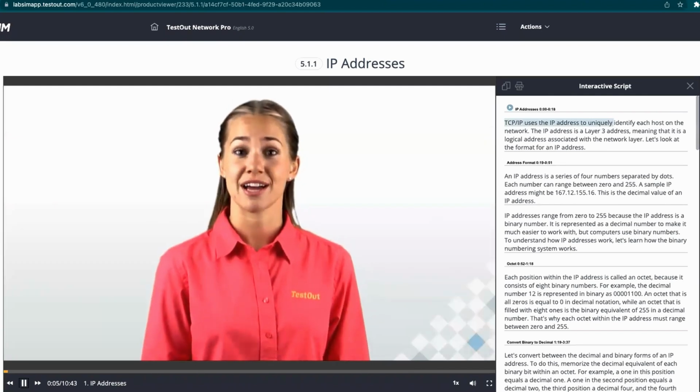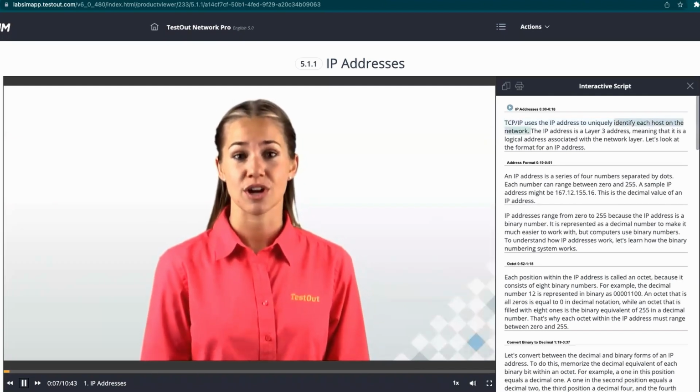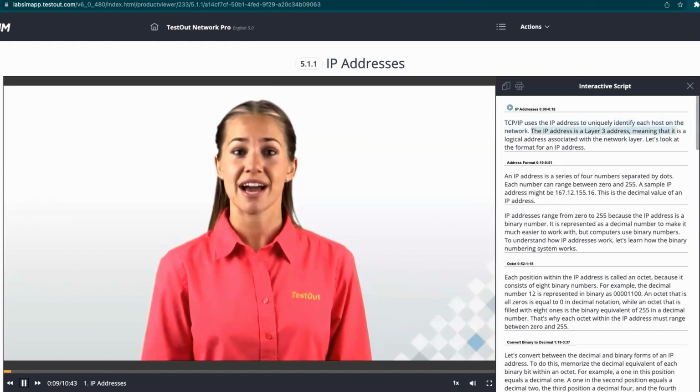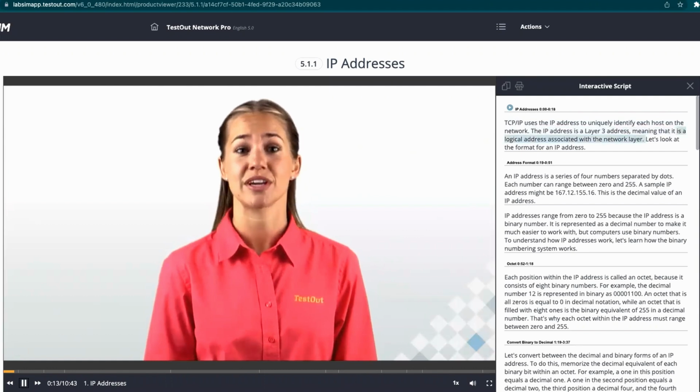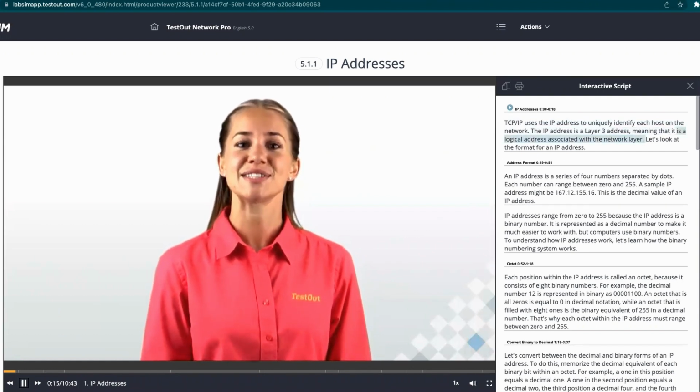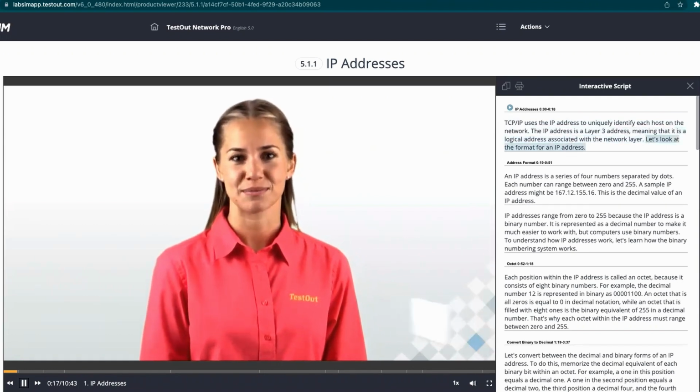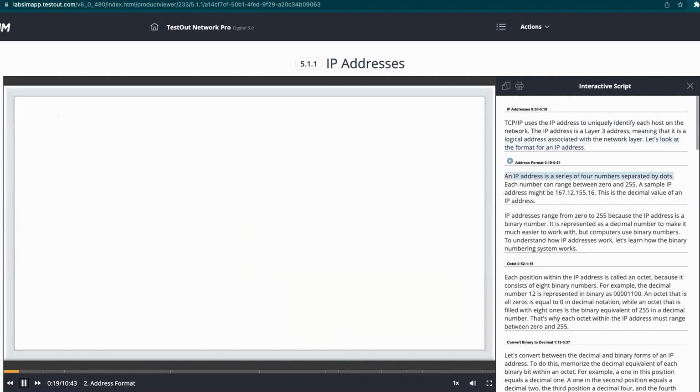TCP/IP uses the IP address to uniquely identify each host on the network. The IP address is a layer 3 address, meaning that it is a logical address associated with the network layer. Let's look at the format for an IP address. An IP address is a series of 4 numbers separated by dots.